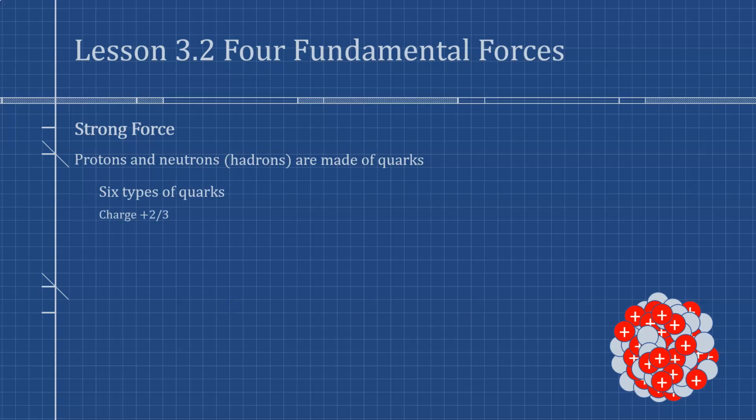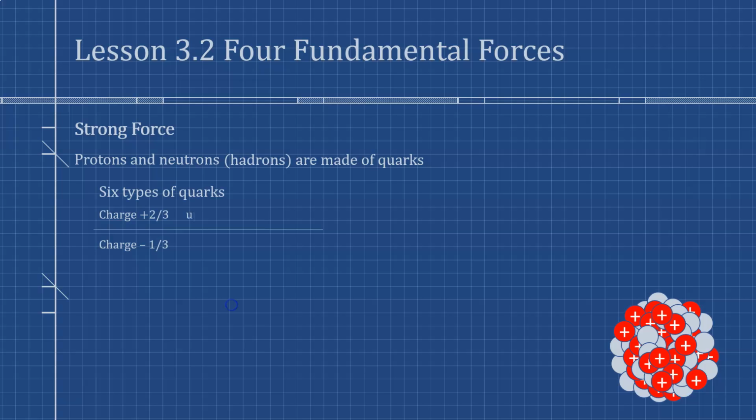The 6 types of quarks have different charges, either a 2/3 plus charge or a 1/3 minus charge, and we can put them together to make protons and neutrons, which either have a 1 plus charge or a 0 charge, depending on which type of particle.